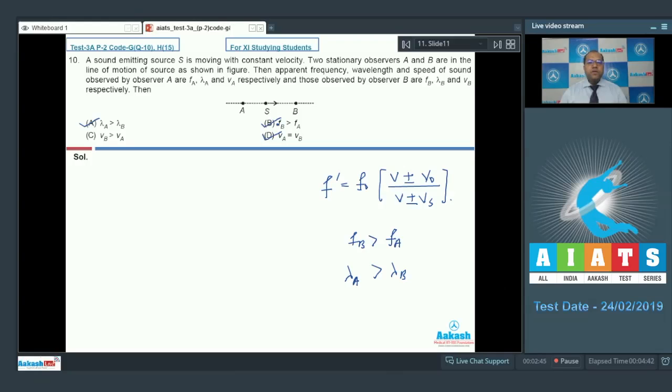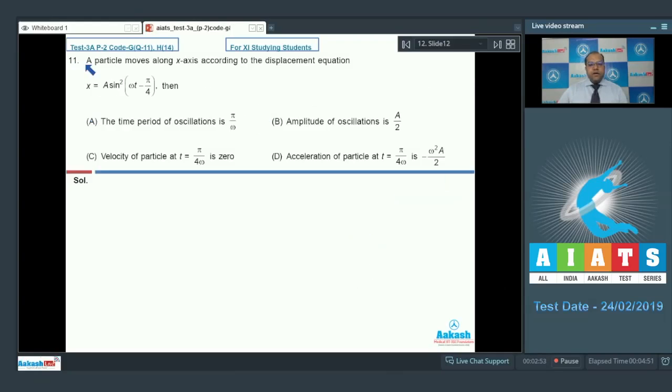Let's move to question number 11. In question number 11, a particle moves along the x-axis according to the displacement equation x is equal to a sine square (omega t minus pi by 4). Sine square theta can be written as (1 minus cos 2 theta) divided by 2. So this equation x can be written as a by 2 into (1 minus cos (2 omega t minus pi by 2)).